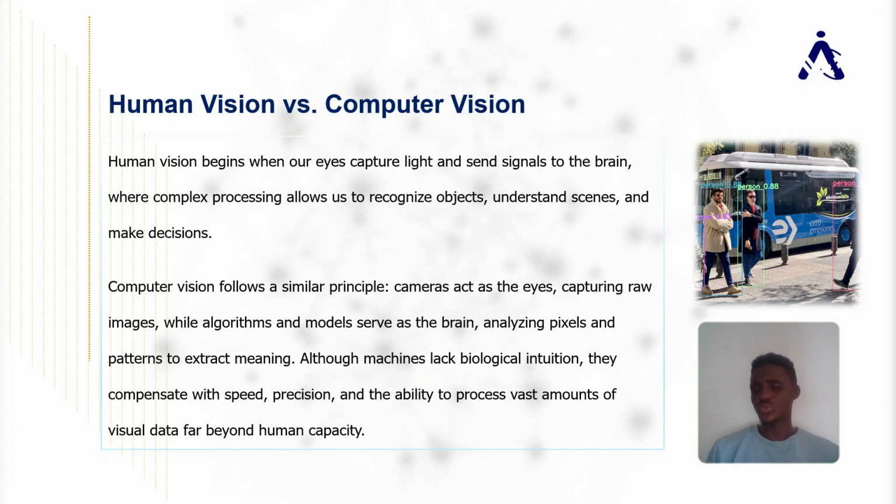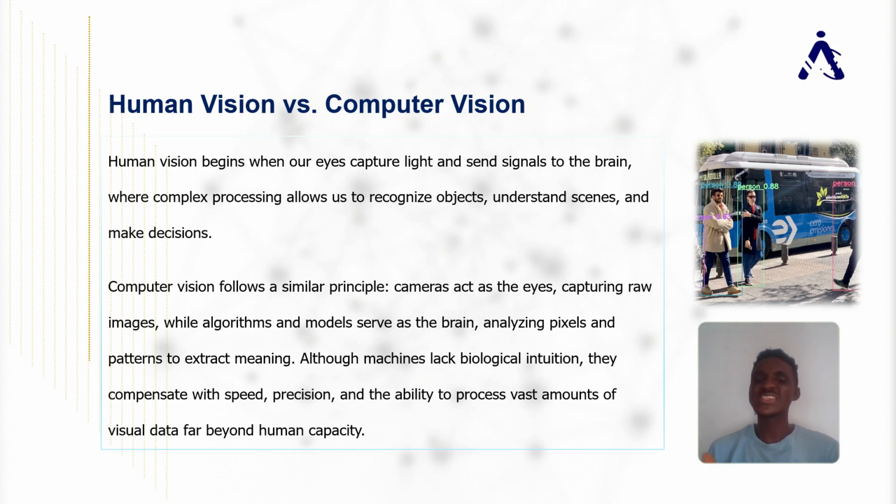So let's begin with human vision. Human vision is literally our eyes seeing something. We are able to make a prediction: oh, this is a dog. We've captured it, and a signal is sent to our brain. After the signal is sent to our brain, our brain processes it and tells us, oh, this is a pen, this is a dog, this is a cat, this is a car, this is a house.